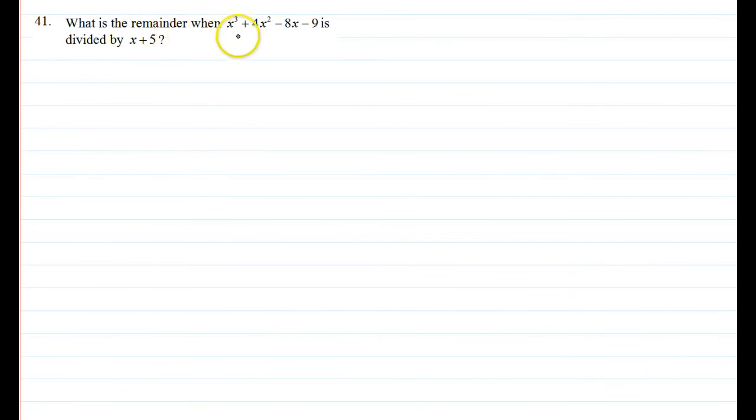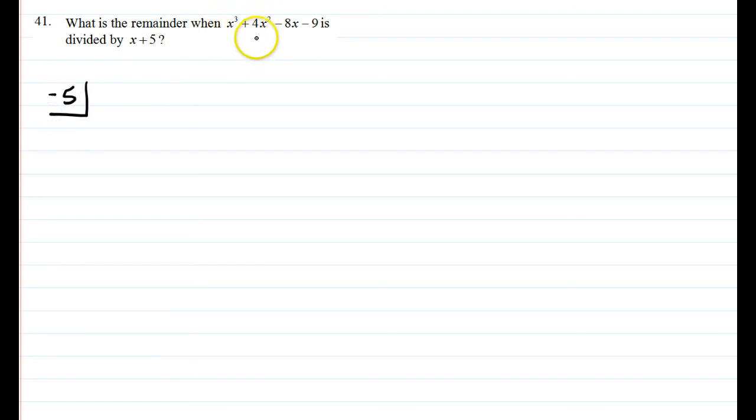All right, what is the remainder when we take this function and divide it by x plus 5? So we're going to use synthetic division, and when you use synthetic division, you want to make sure you set this equal to 0. So what value of x makes this 0? And so that'd be negative 5.